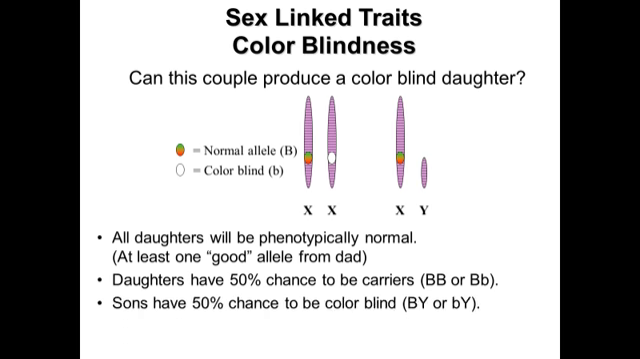Okay, the sons have a 50-50 chance of being colorblind. Why? Because they're going to get their X chromosome from mom, and they have a 50-50 chance of getting an X chromosome that has the colorblind gene on it. No matter what, they're going to get a Y chromosome from dad, which is why they are sons and not daughters. Okay, so the next condition that we're going to look at is called hemophilia.